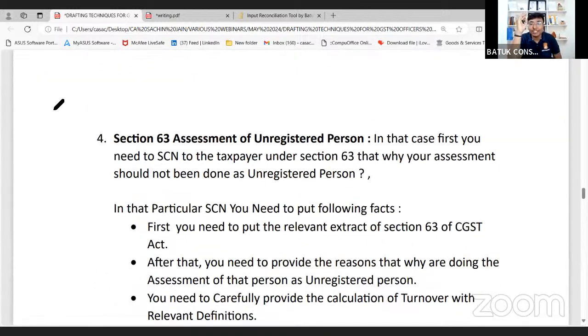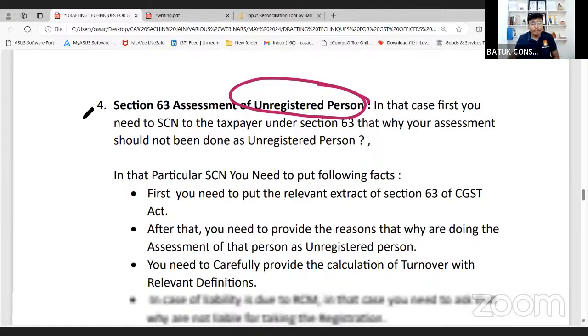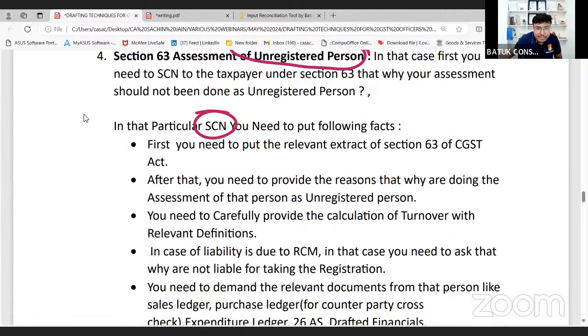Next, section 63 of the CGST Act, assessment of unregistered person. Suppose my turnover has exceeded the specific limit which is there in GST, but I have not taken the GST registration. In that case, the departmental authority has the power to assess my liability based on the data available with it, and that type of assessment is called assessment of unregistered person. Now, when they issue the show cause notice, what type of things should be part of your notice?